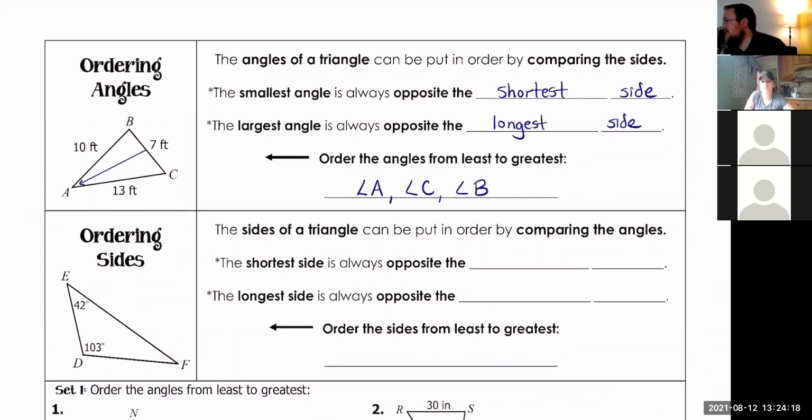Now, the exact opposite can be said in reverse. The sides of a triangle can actually be put in order by comparing the angles. The shortest side is opposite the smallest angle. The longest side is always opposite the largest angle.